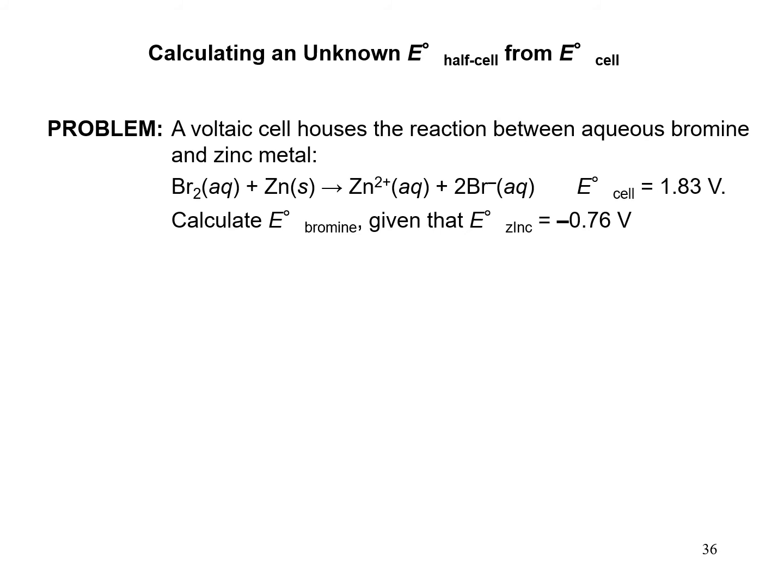You have to first identify what is happening at cathode, what is happening at anode. And how would you identify that? Remember, cathode is where reduction happens, anode is where oxidation happens. So we are going to identify the two electrodes. First is Br2 is changing to Br minus. So that's my one reaction. Br2 is changing to Br minus.